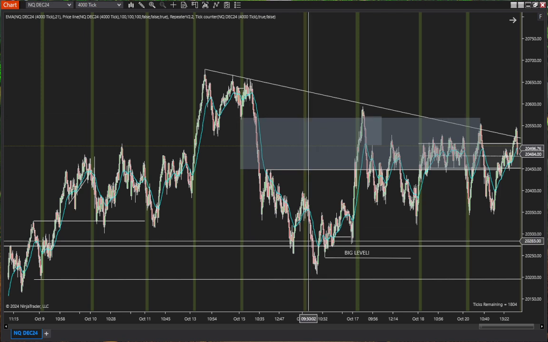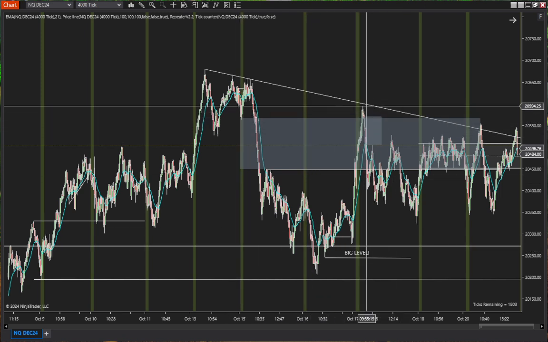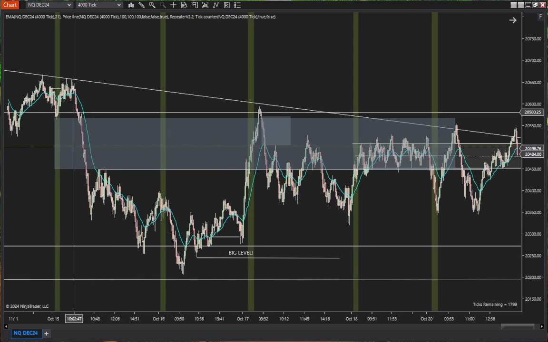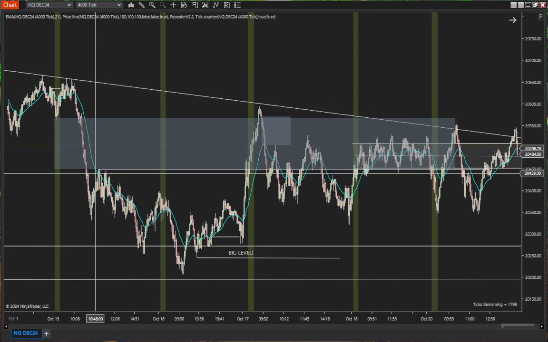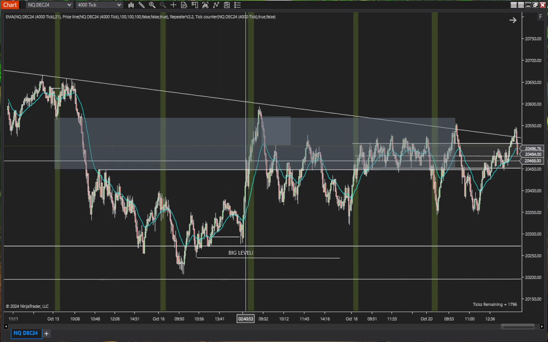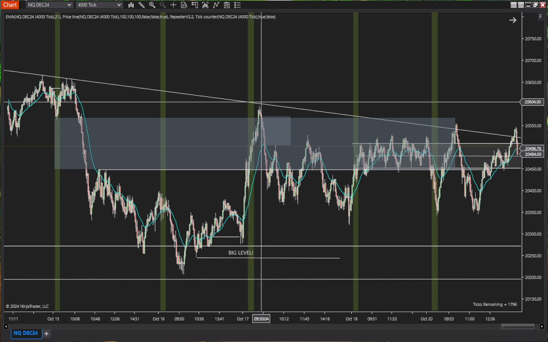See how we came up the other day and we filled the imbalance right here? We filled it, and what did we do? We sold off. That's why I have this imbalance charted, because I want to see it get filled. And look how we filled it. We filled it overnight aggressively. When they break into these imbalances, they do it aggressively.